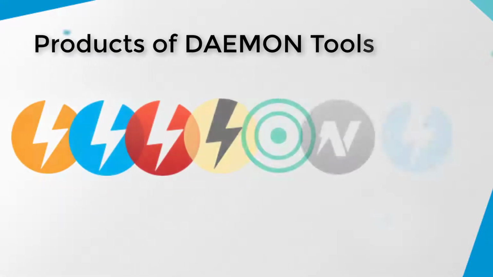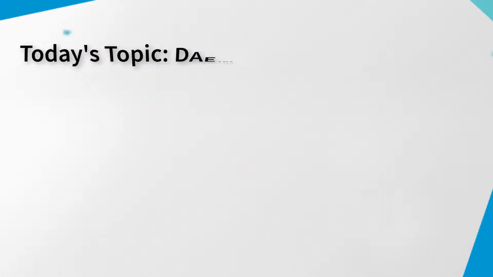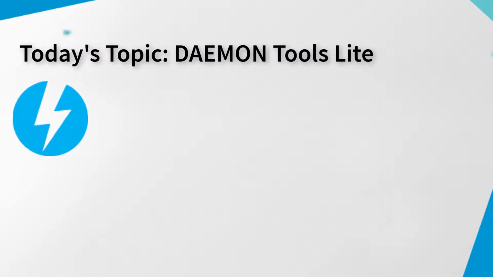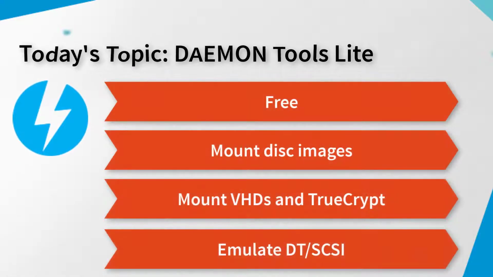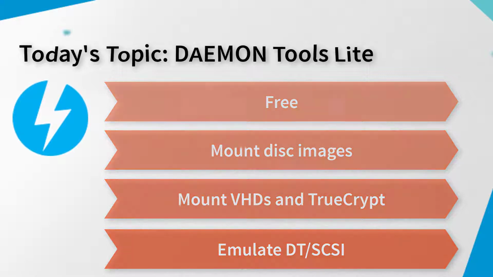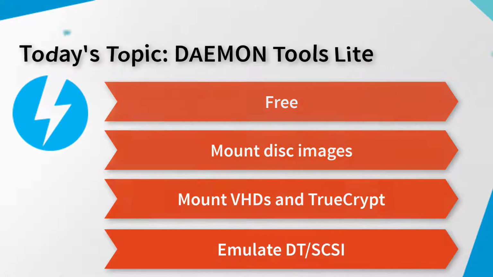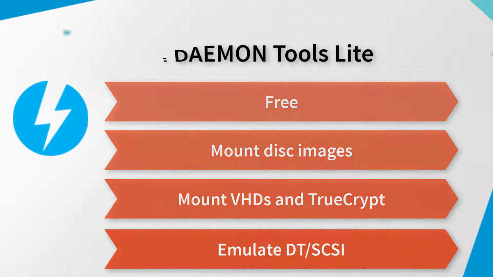Currently, there are 8 types of products provided by Daemon Tools. But today we are only going to talk about the Daemon Tools Lite version. The Lite version is free imaging software with basic functionality, having features like mounting disk images, mounting VHDs and TrueCrypt files, grabbing images from physical disks, organizing your images catalog, and emulating up to 4 DT SCSI devices.